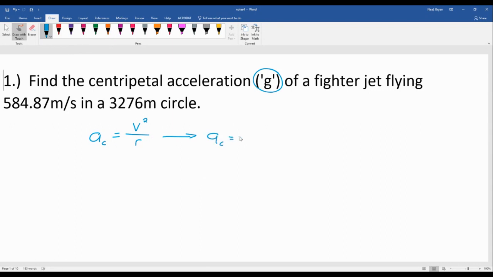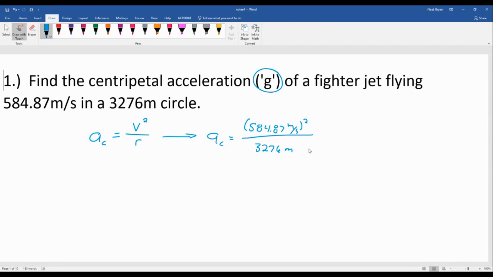So that velocity is 584.87 meters per second. And then by our definition, that's going to get raised to the second power. Okay, and then we want to take whatever that number is, and we want to come back and divide it by 3276 meters. Now the units are going to do something a little bit funny here.